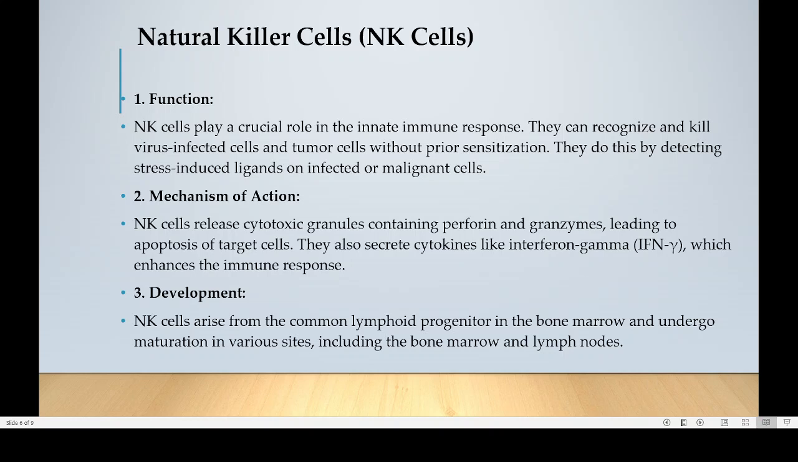Now coming to the development of natural killer cells. Natural killer cells arise from common lymphoid progenitors in the bone marrow and undergo maturation in various sites like bone marrow and lymph nodes. So as far as the development of natural killer cells is concerned, they are also produced in the bone marrow, but some are maturing in the bone marrow, some are maturing in the lymph nodes of the lymphatic system. So the main function of the natural killer cell is to destroy virus-infected cells and tumor cells. That is the main function of the natural killer cell, simply known as NK cell.